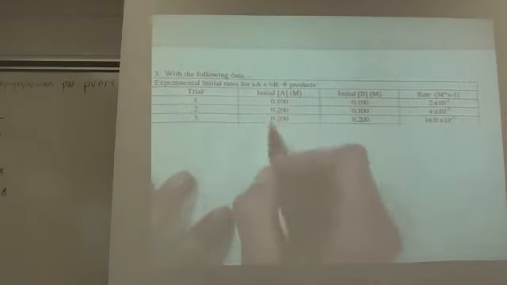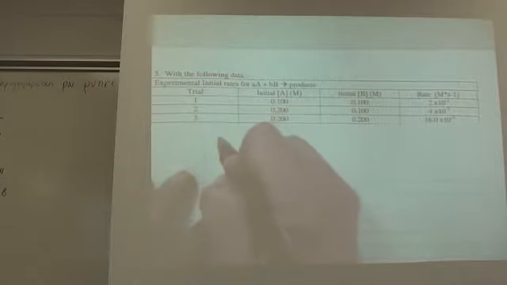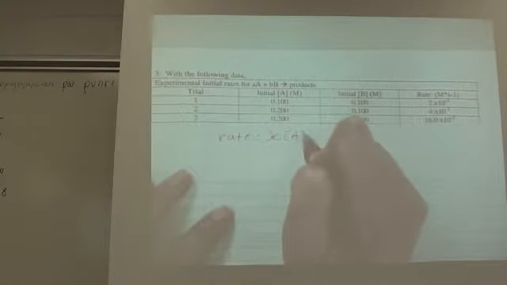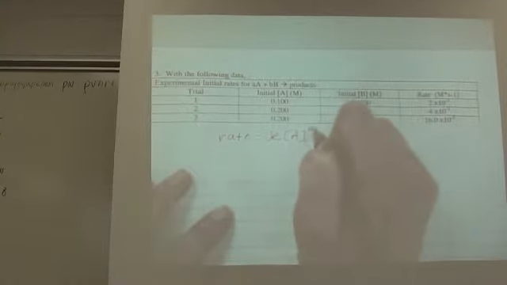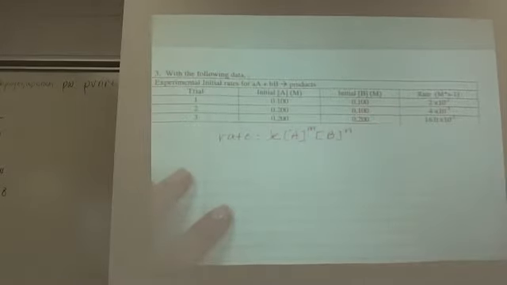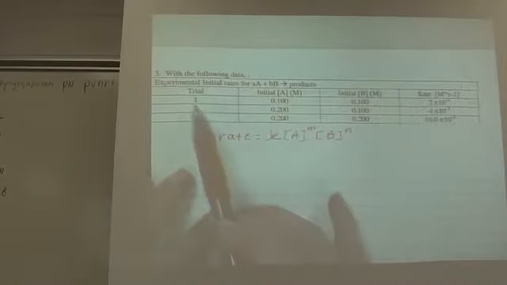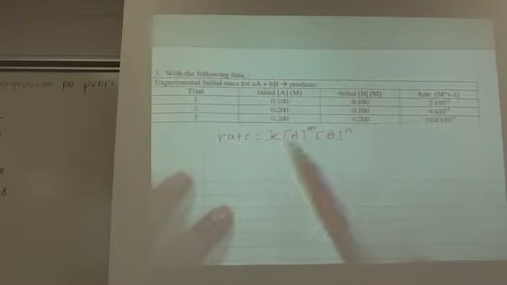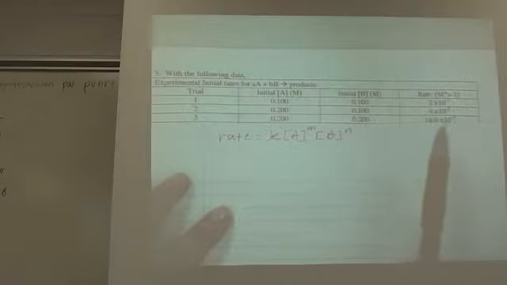Now, the rate law for this experiment, I'm going to write what I know. The rate law is going to be the rate is equal to the rate law constant times the concentration of A raised to some power times the concentration of B raised to some power. Now what I'm going to do is use all the information given and just compare some numbers and see what I come up with.